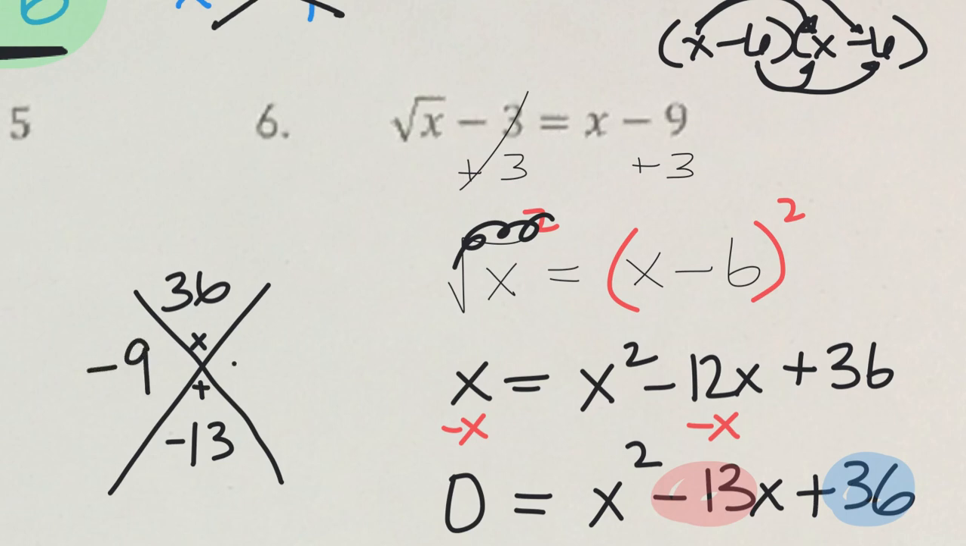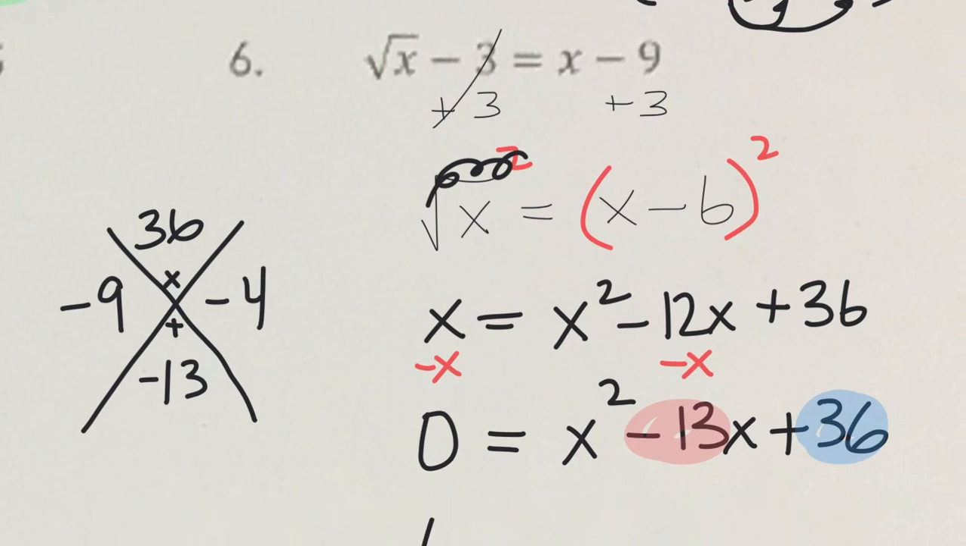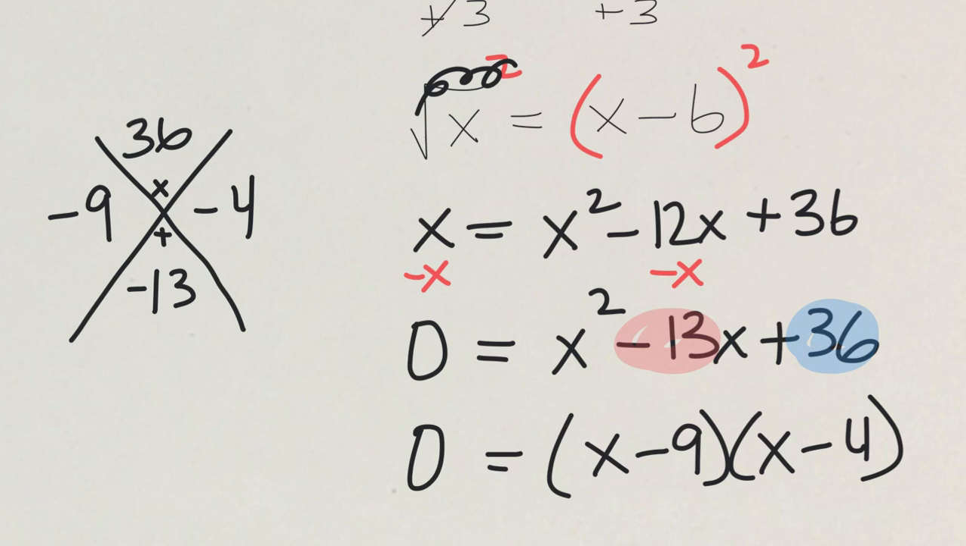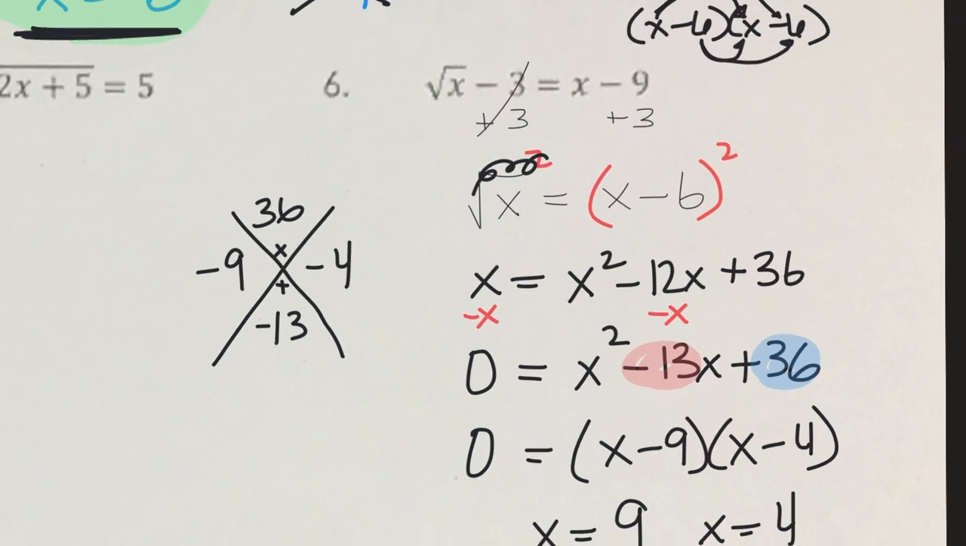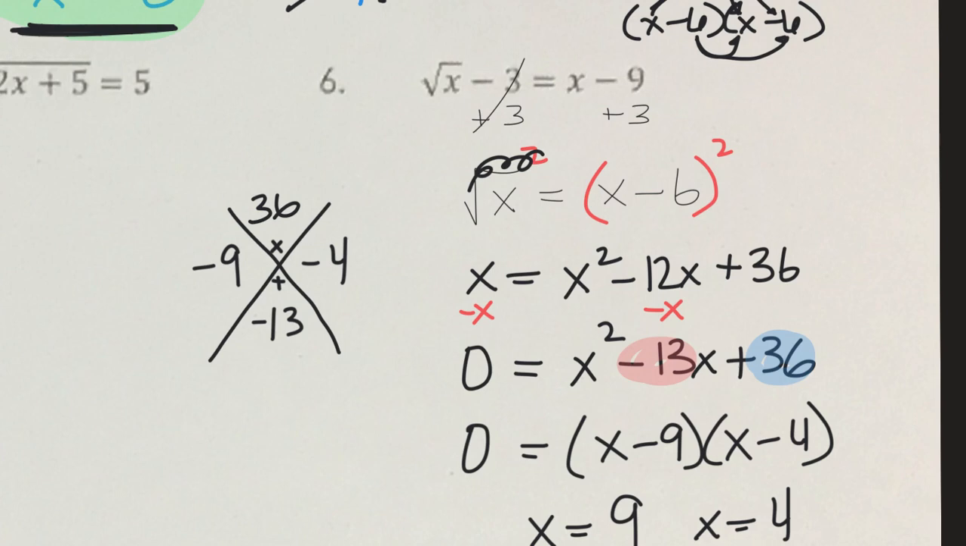Are negative 9 and negative 4. Right? Negative 9 times negative 4 is positive 36. So we take our quadratic and we write it in factored form, x minus 9 and x minus 4. And we solve them, and our solutions are opposite. So we have a positive 9 and we have a positive 4. So now we're going to go back and check and see, are these both good answers?